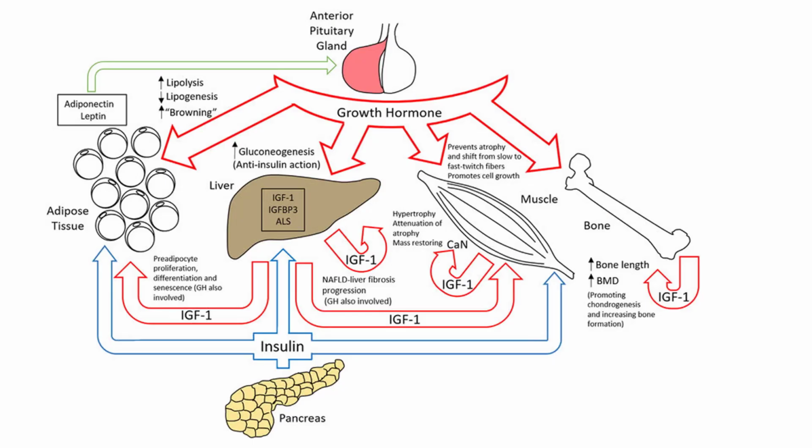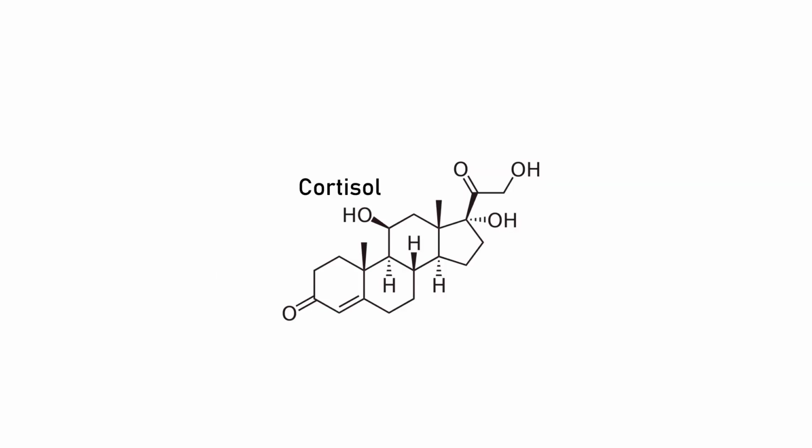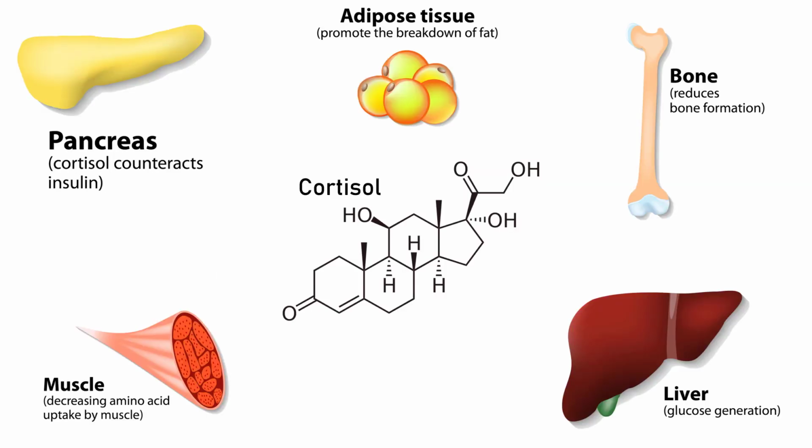We'll look at carbohydrate. Then we move on to our primary catabolic hormones, and these are coming from your adrenal glands. This is cortisol, which is also a steroid, and your catecholamines, which are amine or peptide-based hormones. So here's cortisol, and when you look at this initially, you'll see at the top here that it promotes the breakdown of fat, which is a good thing, and cortisol is a good thing.